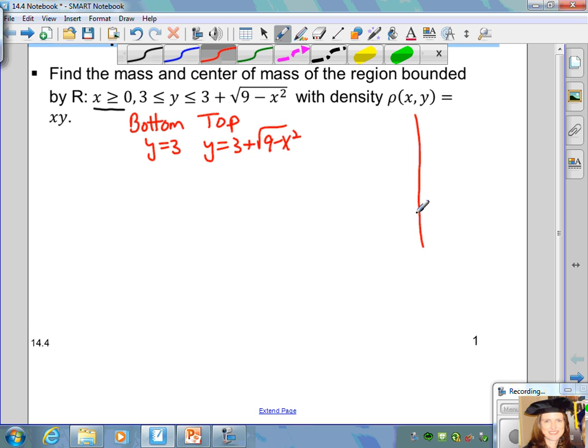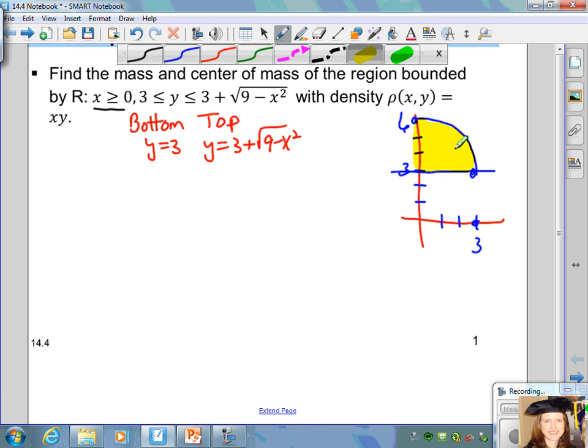Again, x greater than 0 just means you're looking to the right of the y-axis. The line y equals 3. And the graph of y equals 3 plus the square root of 9 minus x squared ends up being a portion of a circle. In fact, if you plug in 0, you get 6. And if you plug in 3, you get 3. So we have the shaded region here.